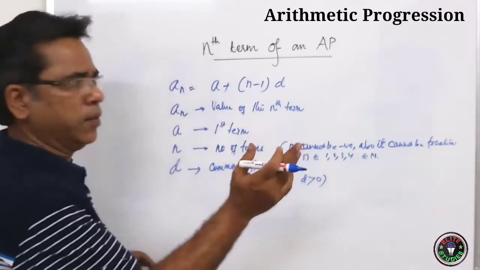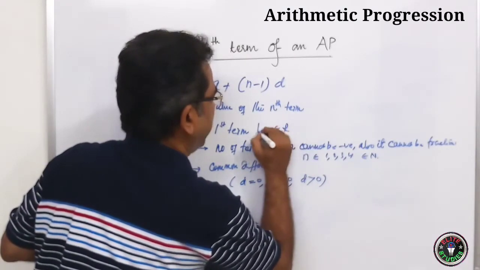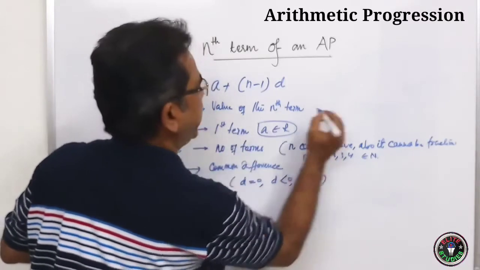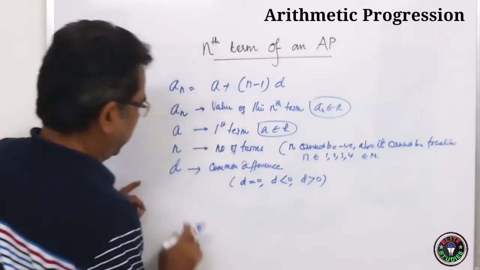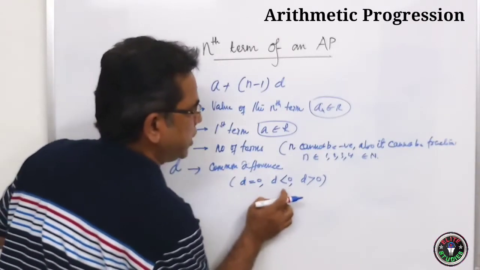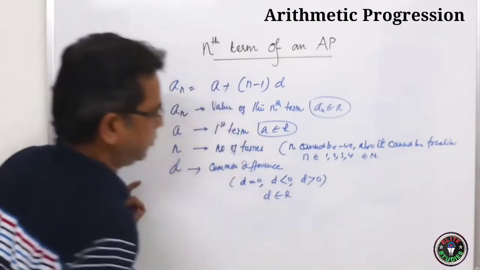A can be anything. A belongs to real numbers. Here an belongs to real numbers. D equal to 0, less than 0, greater than 0. You can also say D belongs to real numbers.